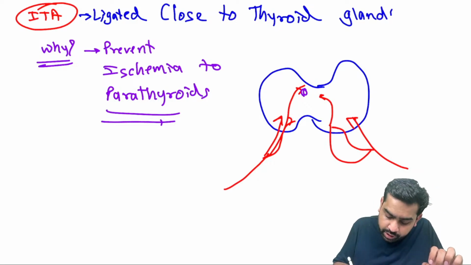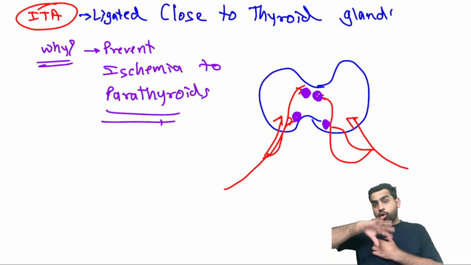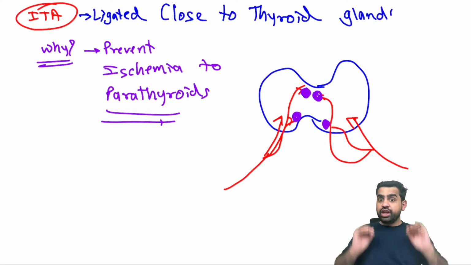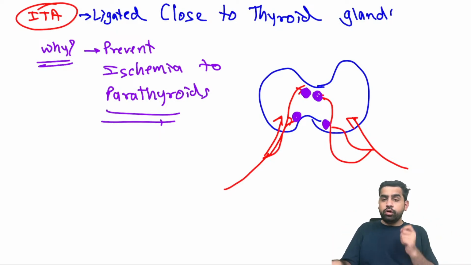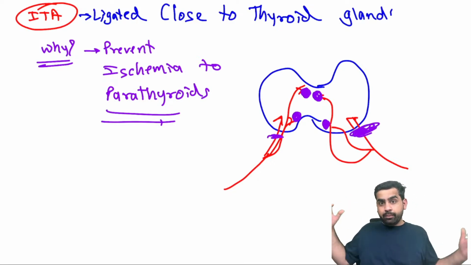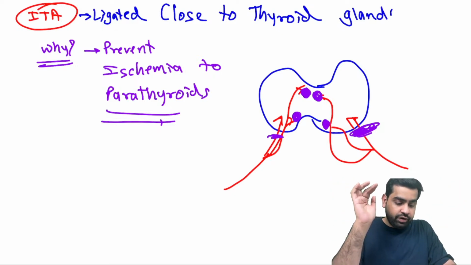I hope you understand my point. We have a parathyroid gland over here, over here, over here, and over here. All the four parathyroids are supplied by the branches of the inferior thyroid artery only, and because you want to prevent injury to them, you ligate the inferior thyroid artery very close to the gland, because by this time the branches which were to be given for the parathyroid glands are already given. So this is very important, which you need to understand.